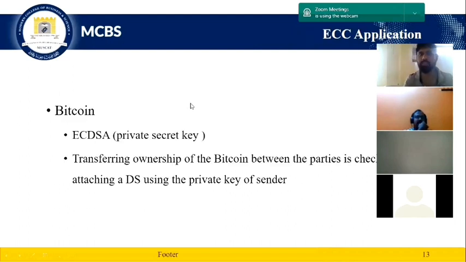please. Can you move to the next? Okay. There are real-life applications where elliptic curve cryptography is used already. One of them is Bitcoin, where the elliptic curve digital signature is used as a private key, secret key. As you know, in Bitcoin there will be a transferring of ownership. And that transferring of ownership needs, of course, the digital signature so that no one can deny it, or that the sent data is not from unauthorized people. So by using the elliptic curve digital signature, the parties can check by attaching the digital signature using the private key of the sender. Next, please.